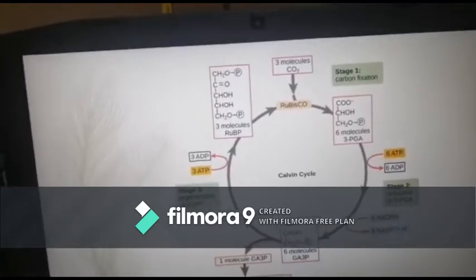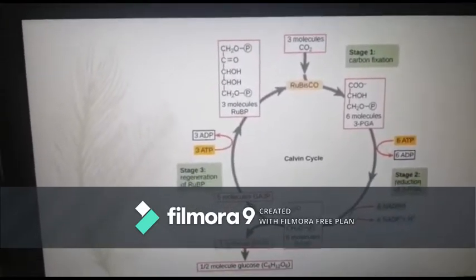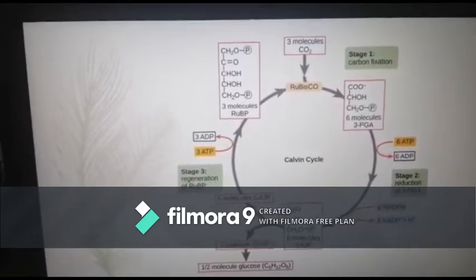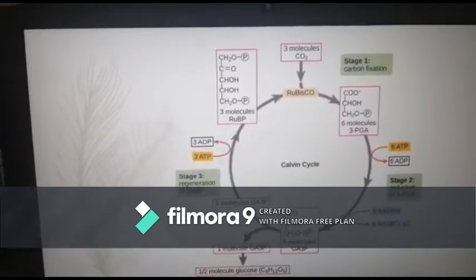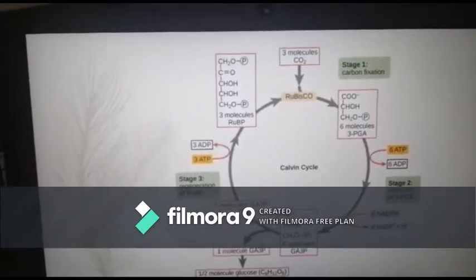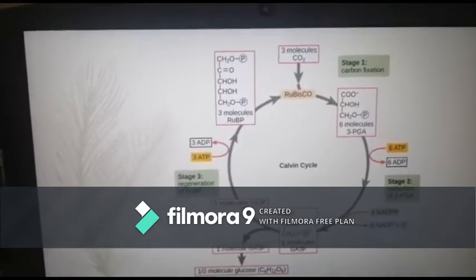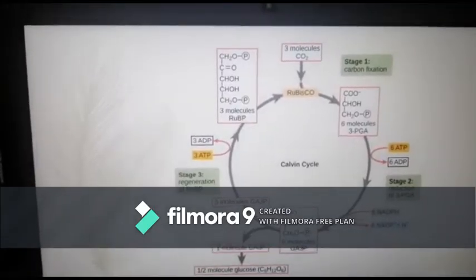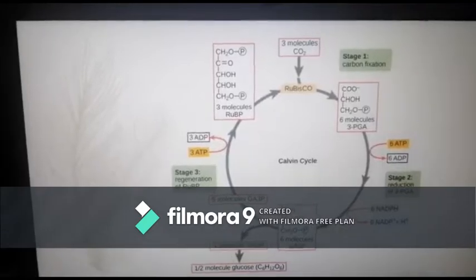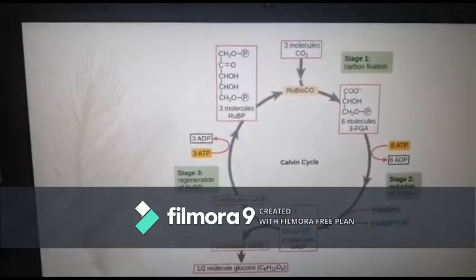Because each turn makes 2 G3Ps, thus 3 turns make 6 G3Ps. 1 is exported while the remaining 5 G3P molecules remain in the cycle and are used to regenerate RuBP, which enables the system to prepare for more CO2 to be fixed. 3 more molecules of ATP are used in this regeneration reaction.